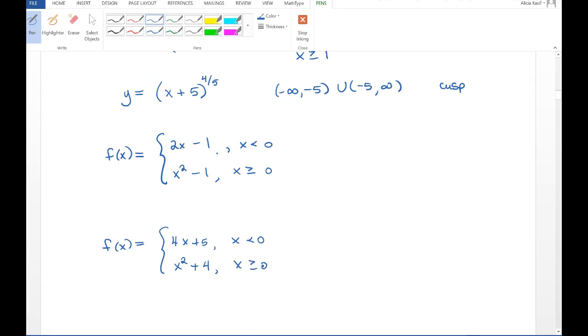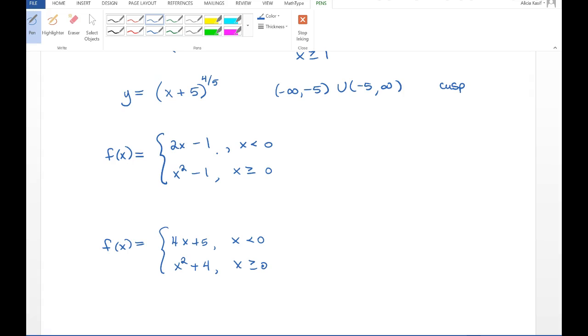Okay, so same kind of directions. I want you to tell me where the function is differentiable. And then I want you to tell me, if you have a piecewise function, and notice I don't have any even over odd or odd over odd powers, so I don't have any cusps or vertical tangents. So I'm just checking for discontinuity. So remember what I said, check for discontinuity first.